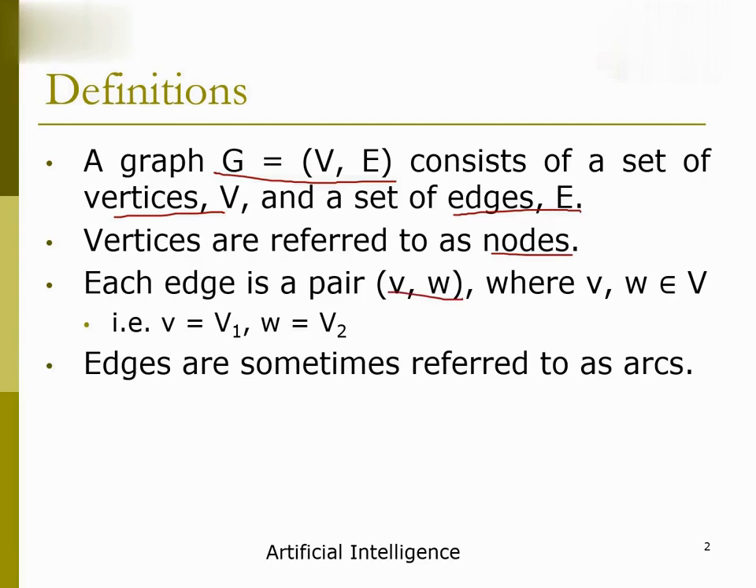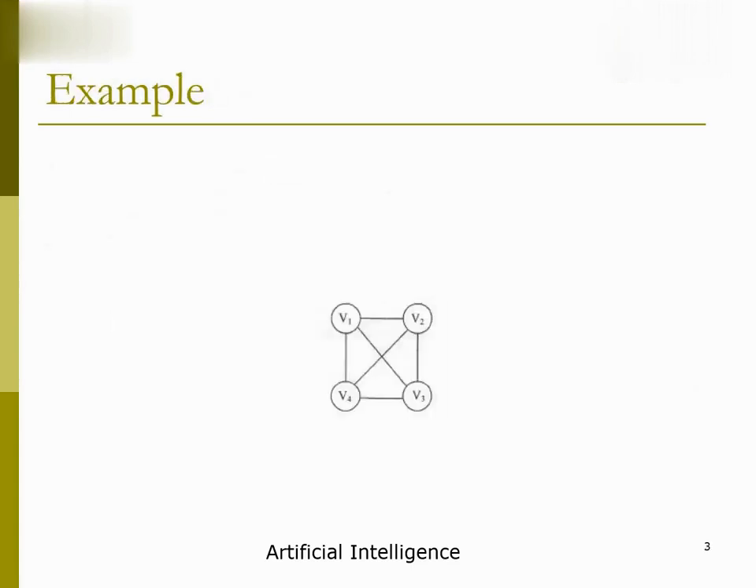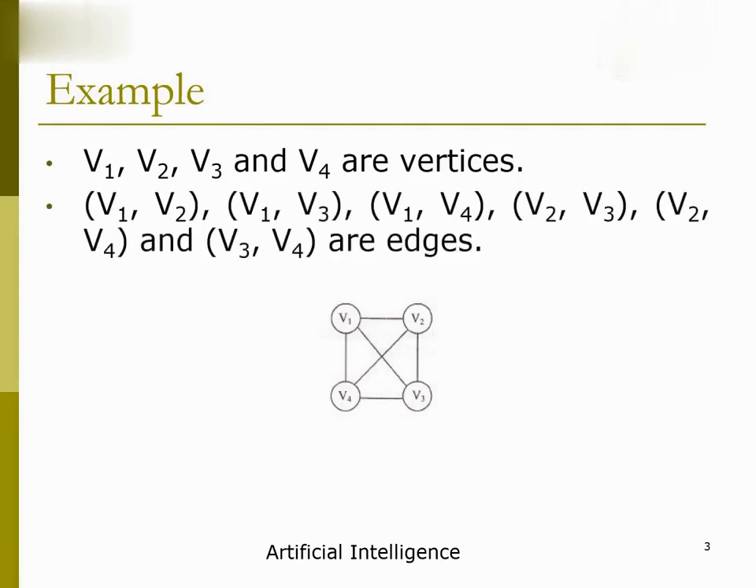Edges are sometimes referred to as arcs. This is an example of a graph. Here V1, V2, V3 and V4 are the vertices and the various edges include (V1, V2), (V1, V3), (V1, V4), (V2, V3), (V2, V4), (V3, V4). So we have a lot of edges here.